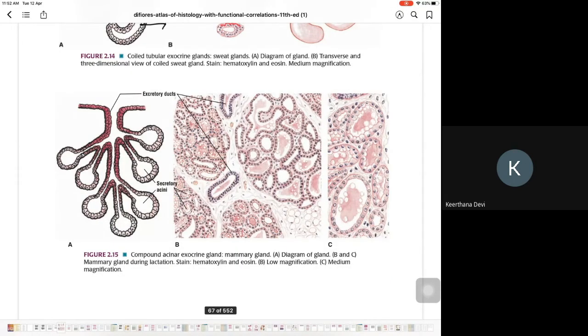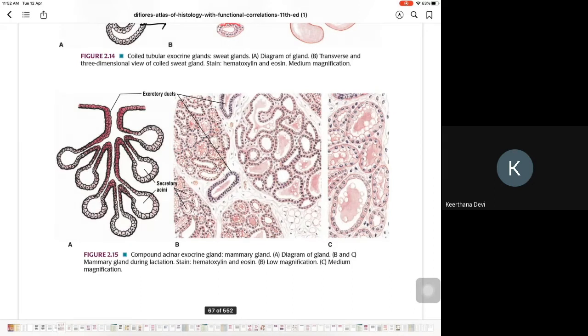Compound acinar exocrine gland, mammary gland. A is a diagram of the gland. B and C are mammary gland during lactation. Stain is hematoxylin and eosin. B is low magnification. C is medium magnification. Excretory ducts are marked in both the images, and secretory acini are also marked.